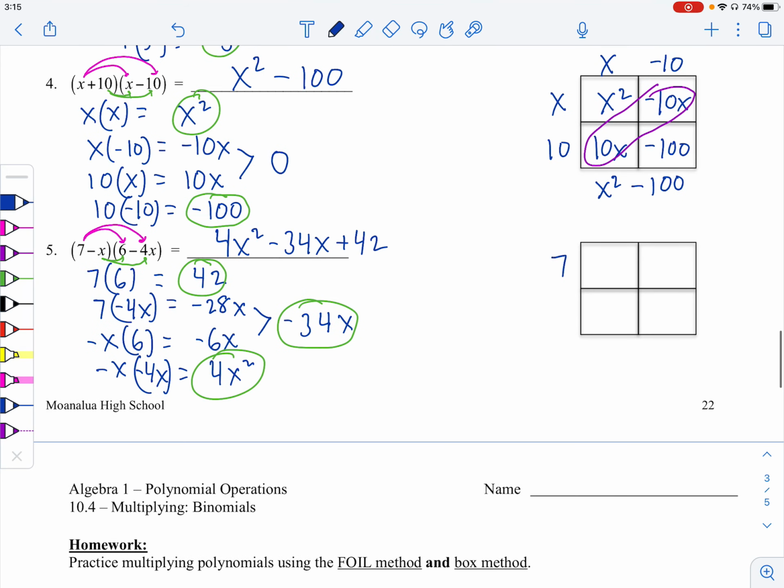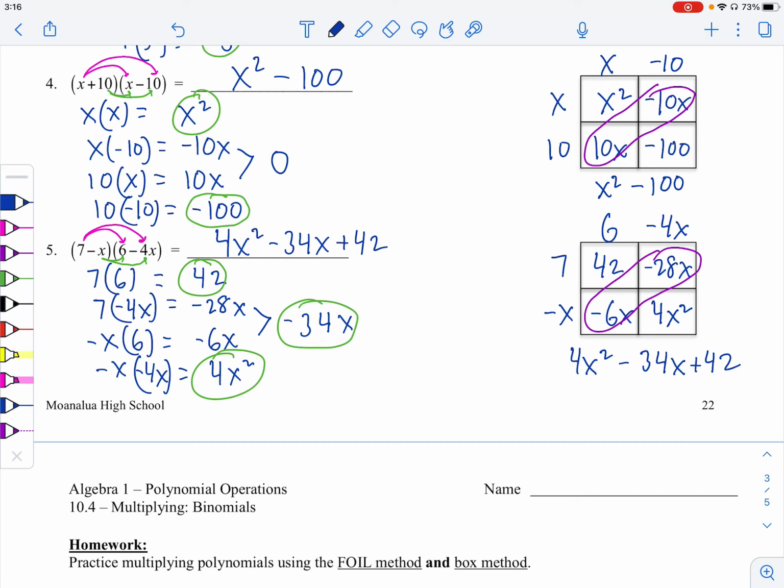Okay, this one, 7, negative x, 6, negative 4x. Right, same thing. 7 times 6, 42. 7 times negative 4, negative 28. That's 1x. Negative 6x. Positive 4 with 2 x's, so x squared. And our middle terms will combine. Remember, highest power first. 4x squared goes first. And in the middle, we got negative 28 minus 6, negative 34 again. And then 42, positive, right there.